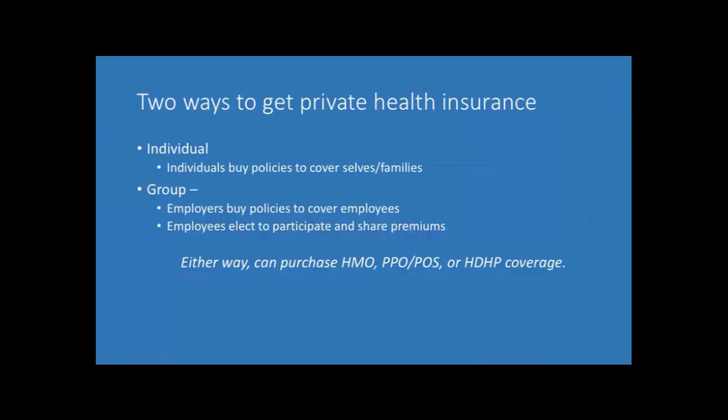So there are two ways to get private health insurance. As an individual, you can purchase a policy directly from the insurance company, or the more common way in the United States is a group policy. So employers buy these policies to cover their employees, and then employees can choose to participate, and they pay for a share of their premiums. Either way, individual or group, you could purchase an HMO, PPO, POS, or high deductible health plan coverage.